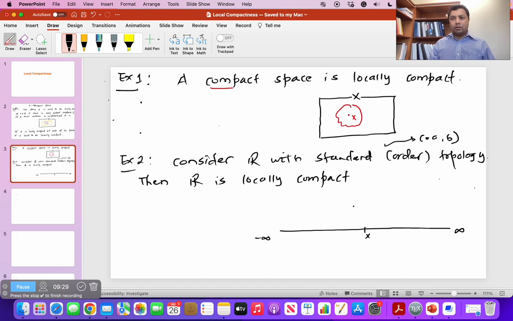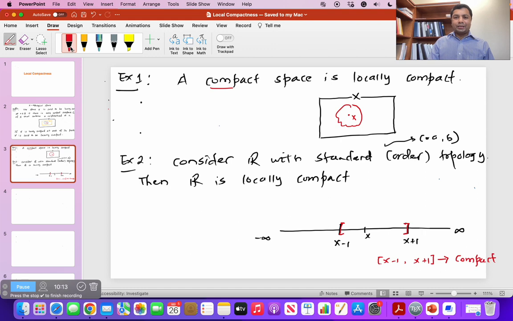And we know that each closed interval in R is compact. So let's consider this closed interval, X minus 1 with the left endpoint and X plus 1 with the right endpoint. Then obviously this closed interval will contain X. This interval from X minus 1 to X plus 1 will contain X, and since it is a closed interval, it's compact. So we found a compact subspace of R, and then this compact subspace should contain a neighborhood of this point X.